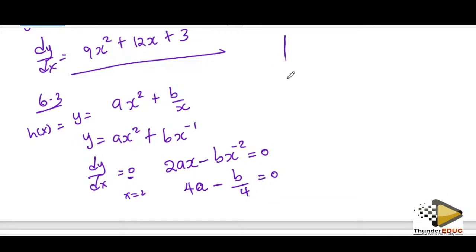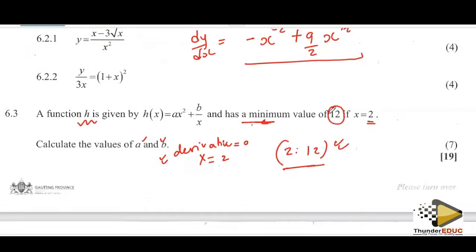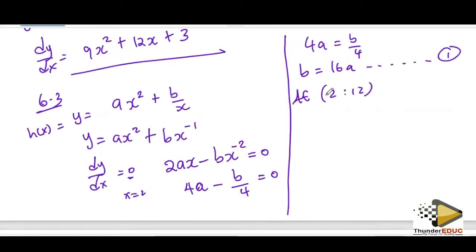Okay, so I can choose to make b the subject or make a the subject so that my 4a is the same as b over 4. Multiply both sides by 4 so that b is 16a. That is equation number 1. Then at a point where x is 2, y must be 12. Okay, remember it's part of the graph, 2 and 12. So I'm going to substitute 2 and 12 into this equation. Where there is y, I replace with a 12.